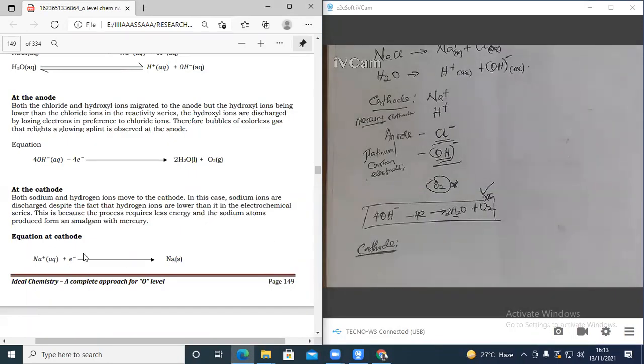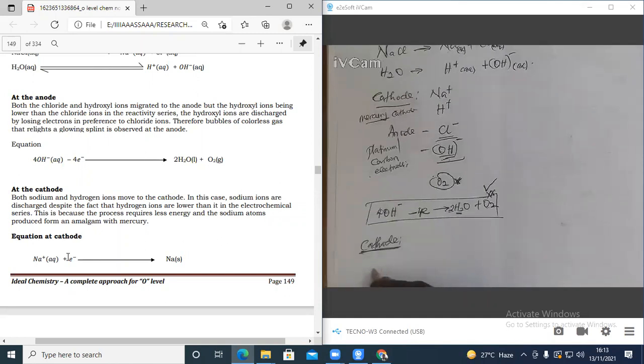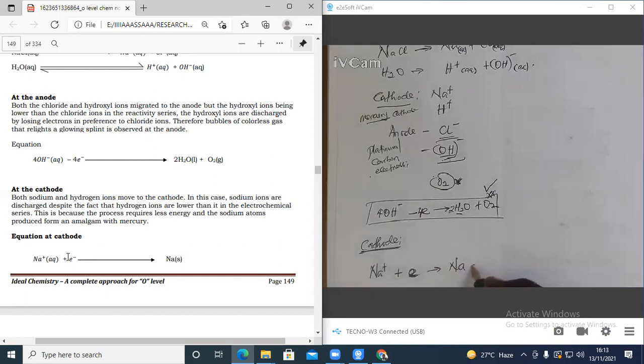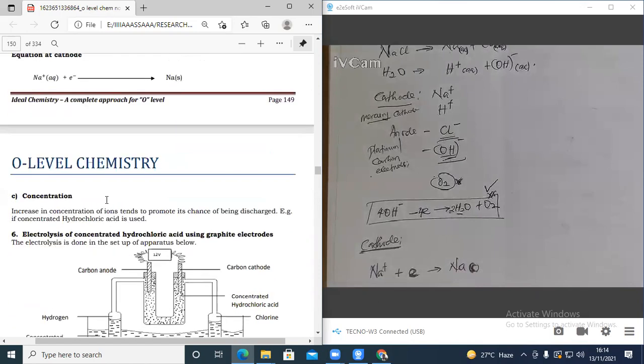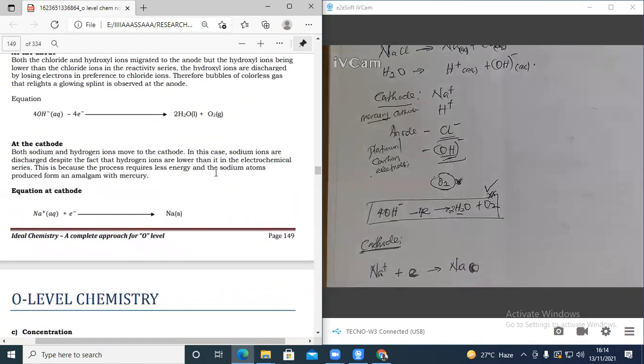So the sodium amalgamates there, and what we see at the cathode is the sodium ions throw away the electron to become sodium solid. So we expect to see an amalgamation between sodium and mercury. They form one element. Okay? So when that question comes, just tell them we expect to see sodium forming an amalgam, and the hydrogen ions are left, though hydrogen is lower in the reactivity series than sodium. Okay?